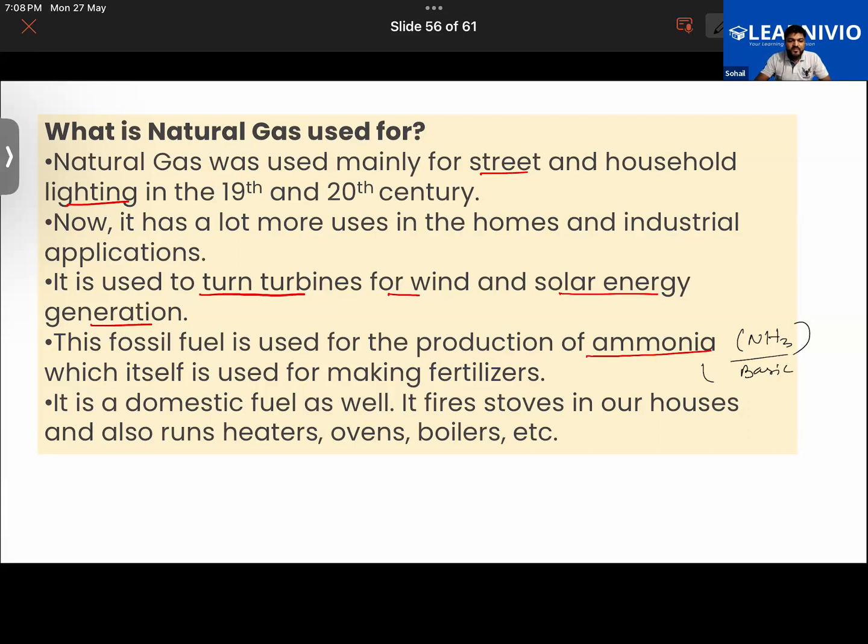Then it is a domestic fuel as well. It fires stoves in our houses and also runs heaters, ovens, boilers, etc. Now you know that it's a cleaner fuel. It's a cleaner alternative as compared to other fuels. And since it's a little bit expensive in some countries, people normally don't prefer using it. Some people do not prefer using it.